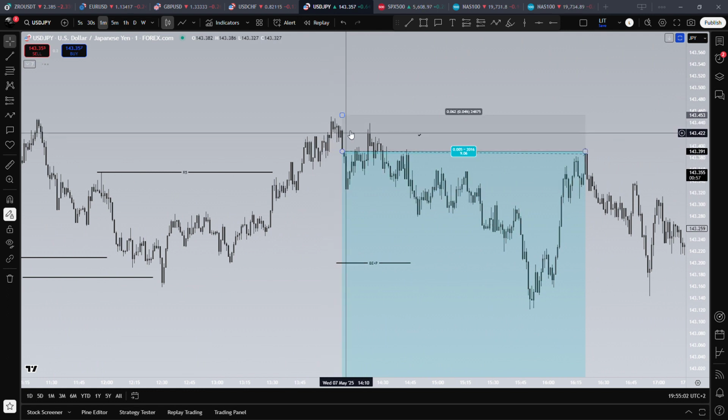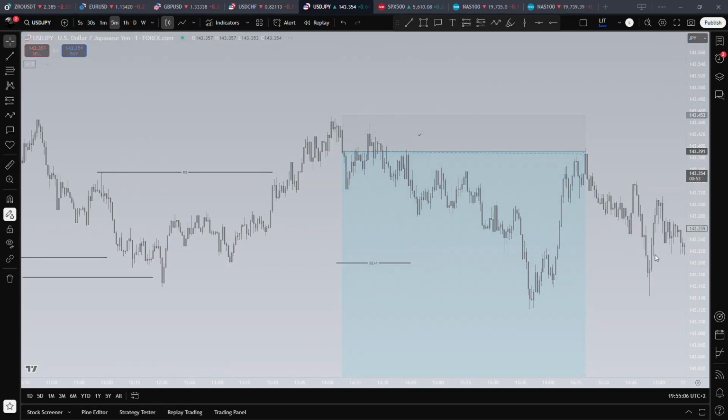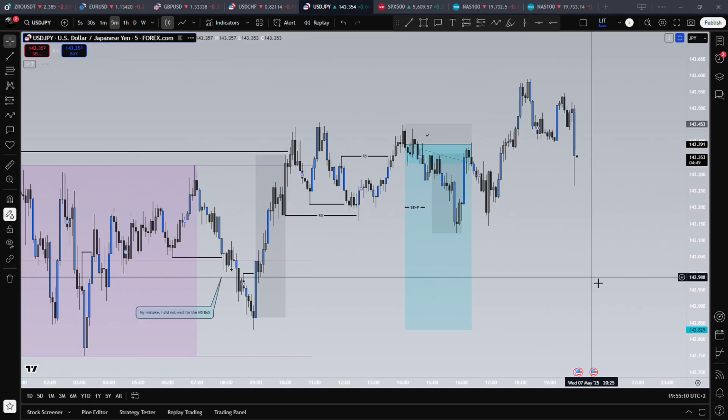Engulfing candle, engulfing all of these candles. Okay, my entry, and then it took break even and partial. This one, but I had a stop loss, and I'm gonna explain why.